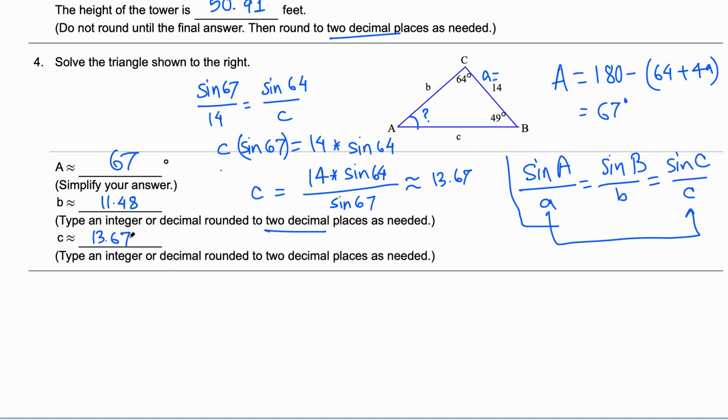So you want to make sense of these answers. As we know, a bigger angle means longer opposite sides. Out of these three, A is 67, that's the biggest angle. That means side A should be the longest one. A is 14, and that's the case, because B is 11, C is 13, so A is 14. So this is how you want to make sense of your answer, and this is correct.